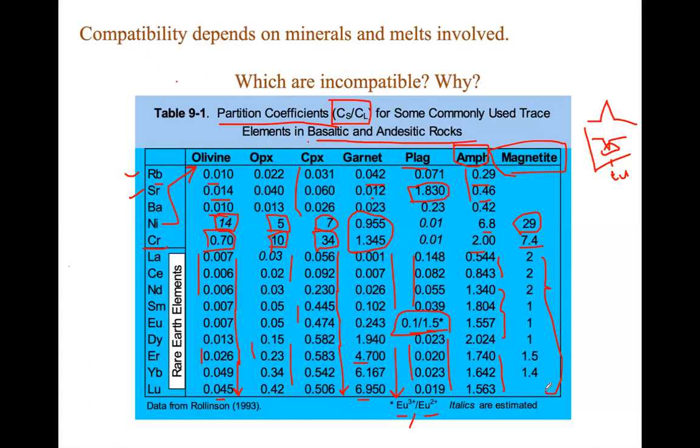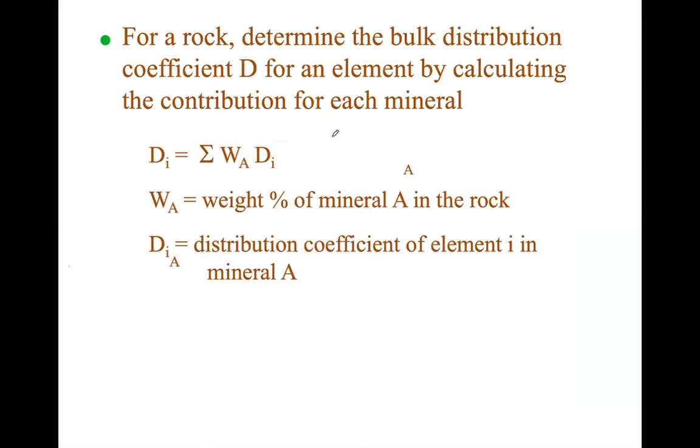But if you are going for accessory phases like zircon, monazite, magnetite, hematite, these accessory phases, then magnetite is a good choice for trace element extraction. Okay. Right. So this is about some partition coefficients for basaltic and andesitic rocks. For granitic rocks, the partitioning behavior is different. Partition coefficients will be different.